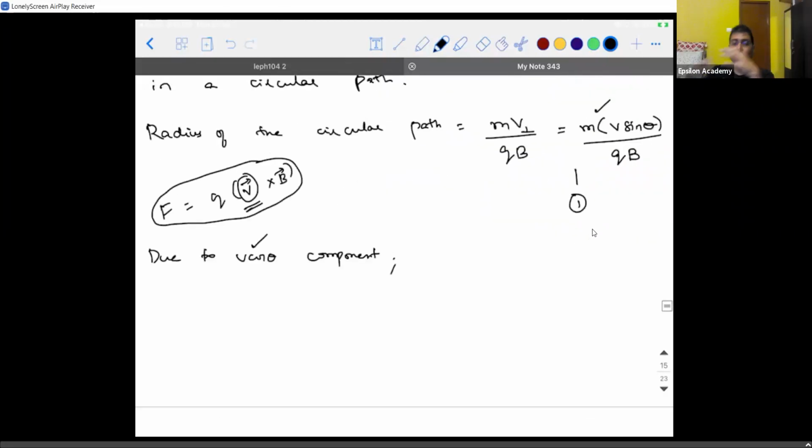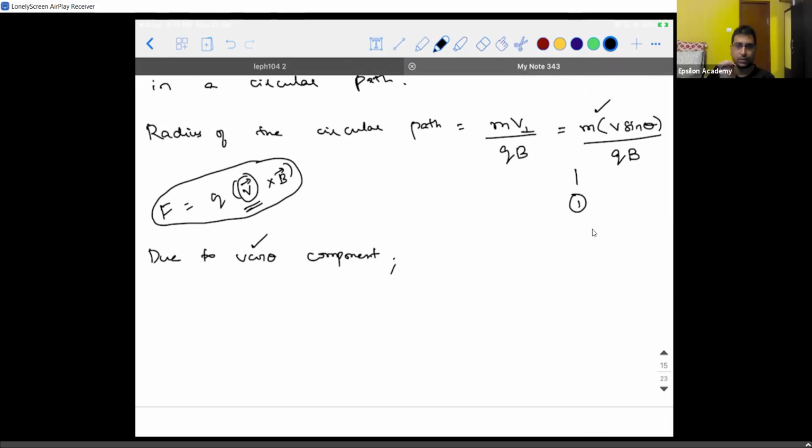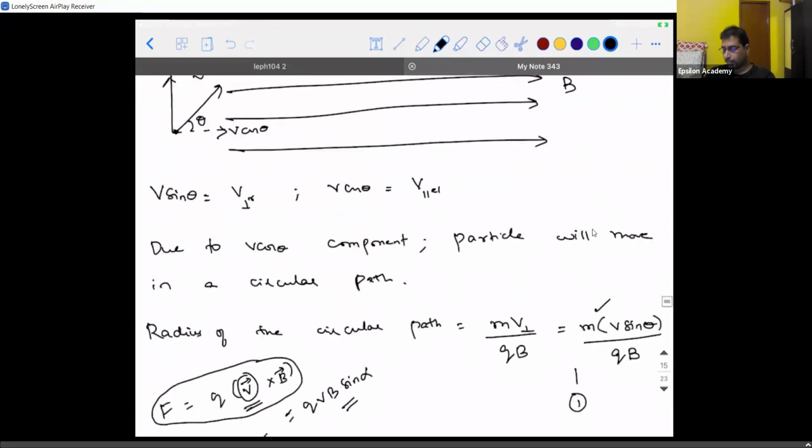I'm saying, due to the V cos theta component, what is going to be the path followed by the particle? Is it rotational? No, don't guess it. Be sure. I gave you the formula. Your work is only to substitute. Plug in the formula and check. F is equal to Q into V vector cross B vector, or it is going to be Q V B sine of alpha, where alpha is the angle between the velocity vector and B vector.